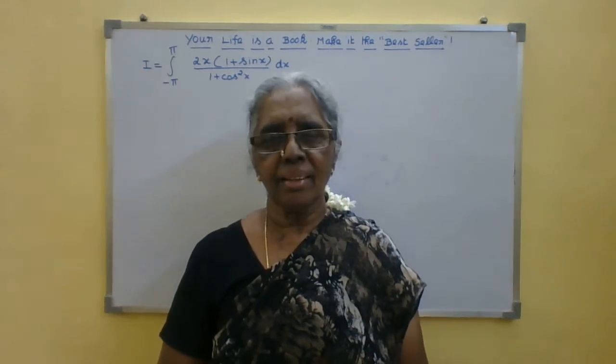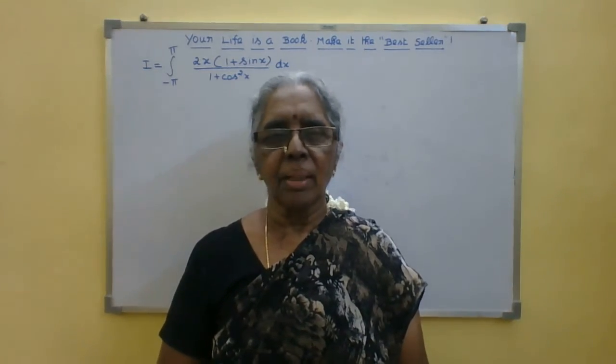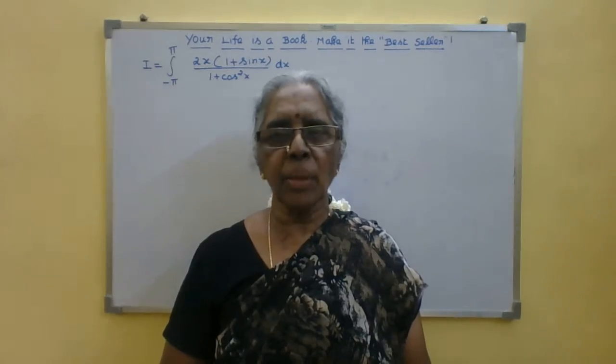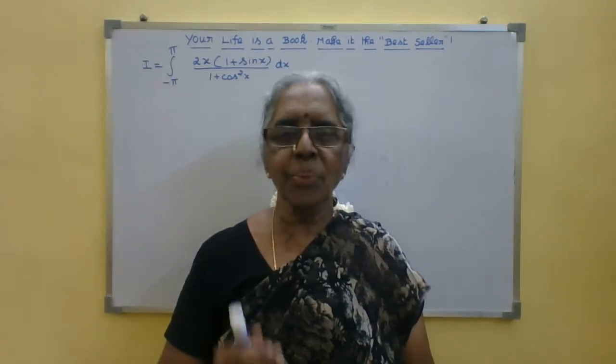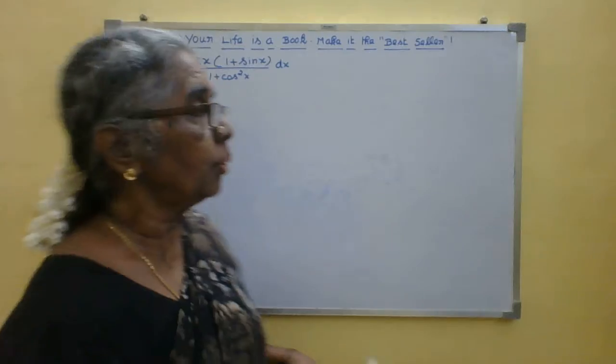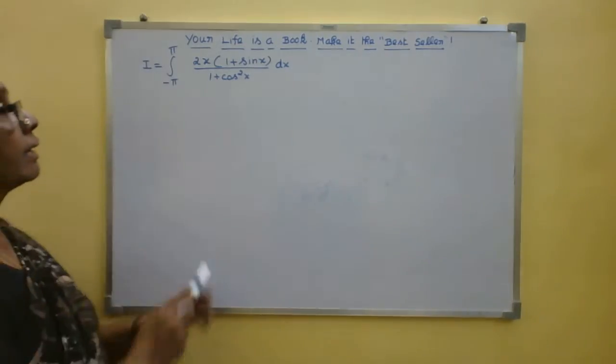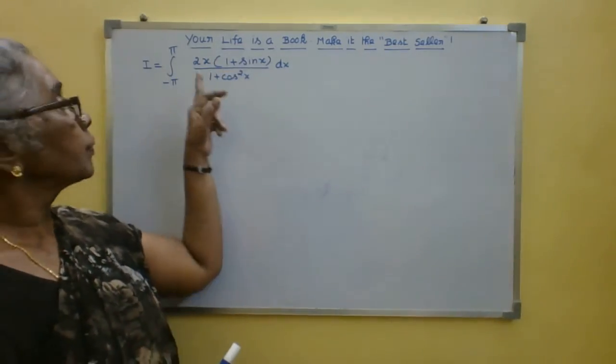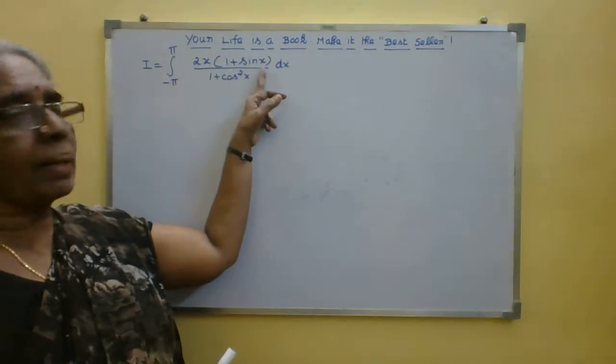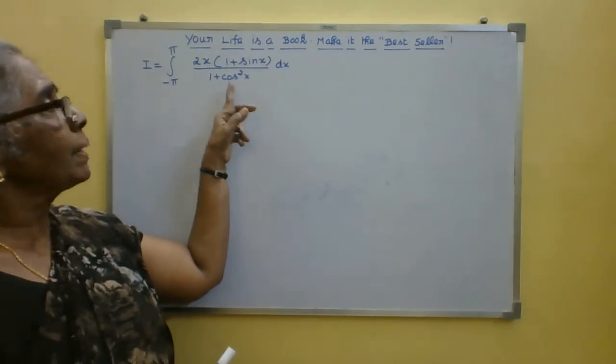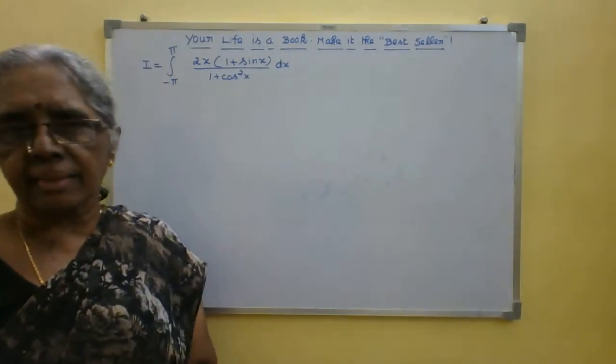Good day everyone. Today let us see one sum in definite integral using properties, in which we are going to use three properties. Okay. So I is equal to integral from minus pi to pi of 2x into (1 plus sin x) by (1 plus cos squared x) dx.